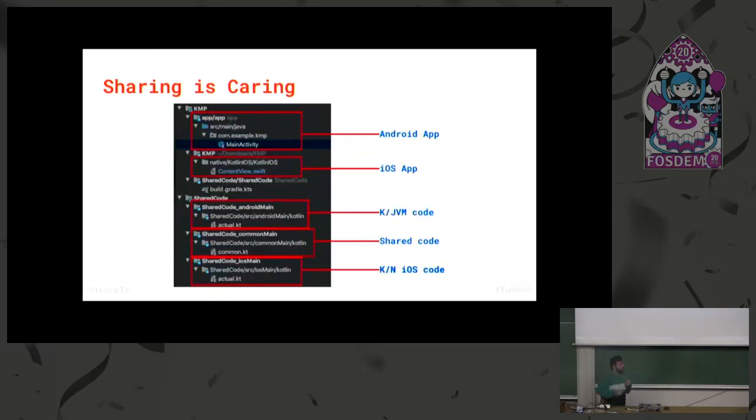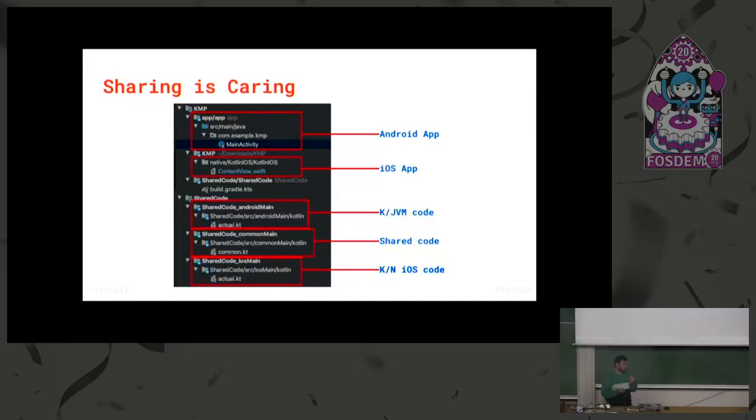So imagine this being a project in IntelliJ where I am basically creating a sample app called KMP here. It has app as the module, that is the Android app. It has native/Kotlin iOS as the iOS app module here. And then you have a shared code folder, inside which lives something called Android main, which is your Kotlin JVM code. Something that lives as common, which is your shared code. And then you have your iOS main, which is your Kotlin native iOS shared code here. This is basically living outside in a shared code folder.